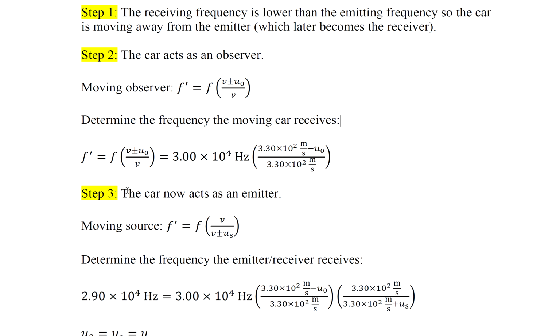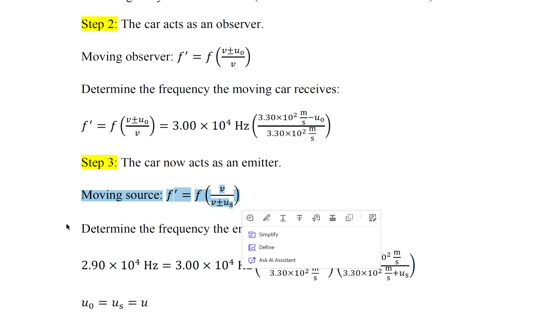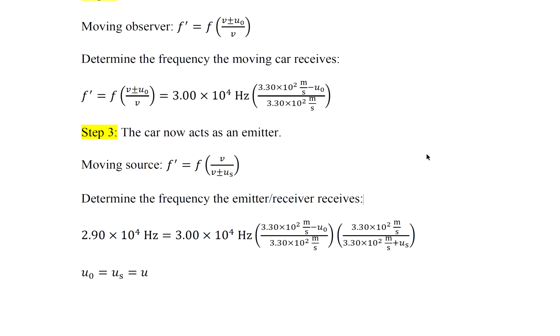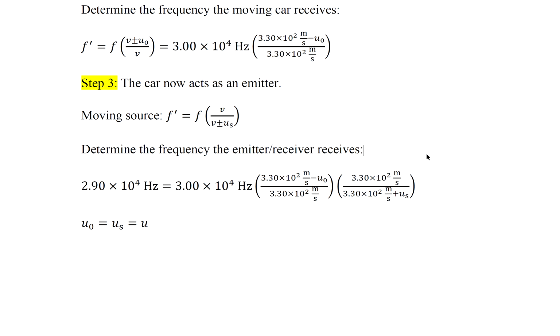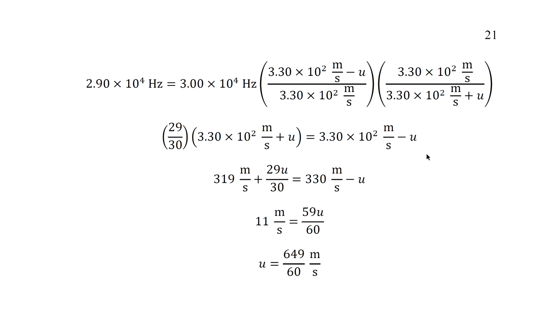And now the car is acting as an emitter. So now it's a moving source. And determine the frequency the emitter or receiver receives. It's a lot of algebra. You have a minus u on this side, and we have a positive u on this side.